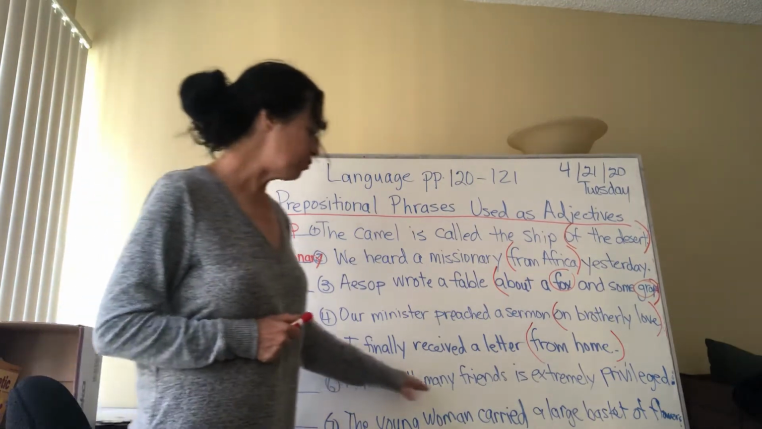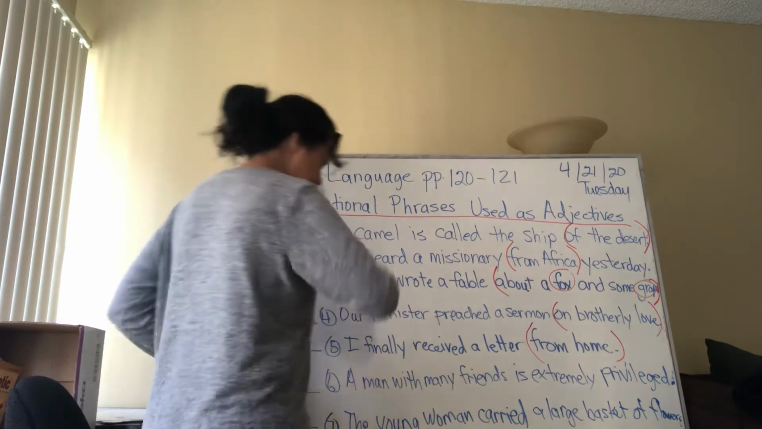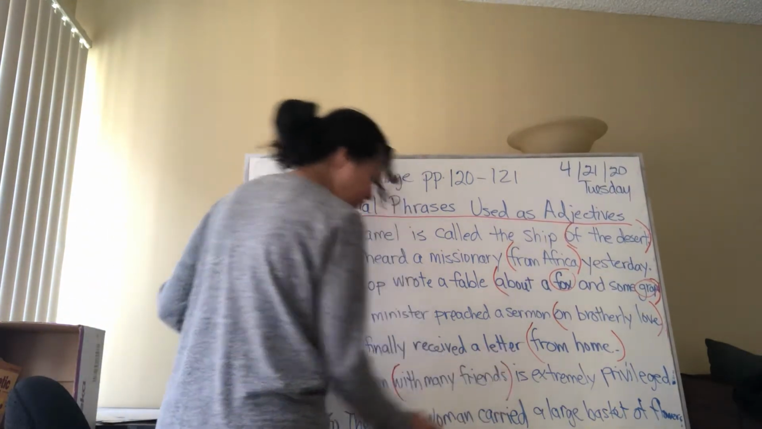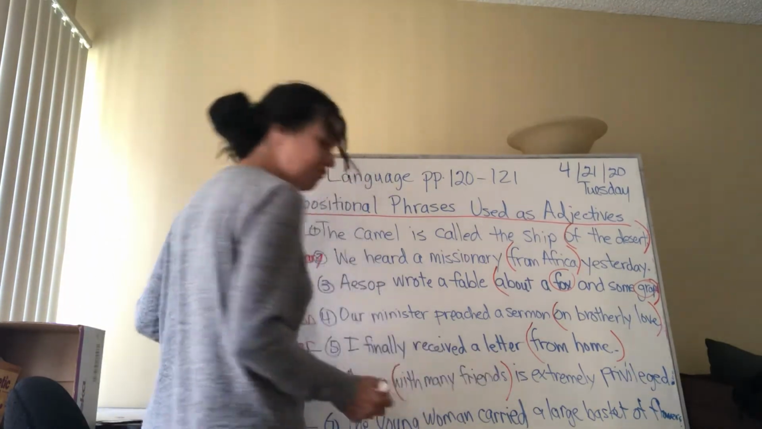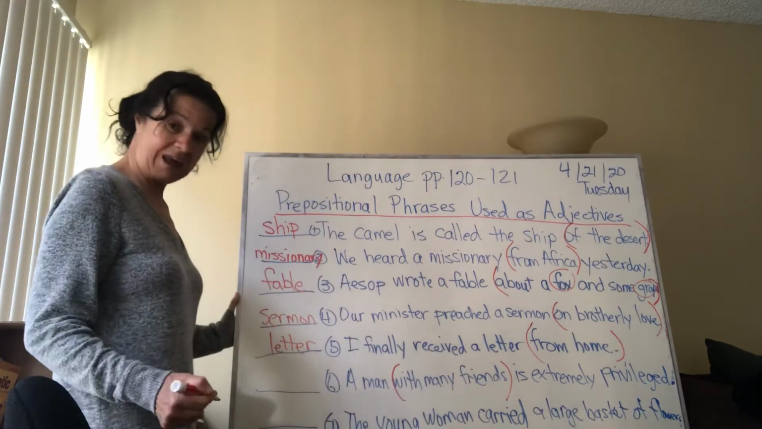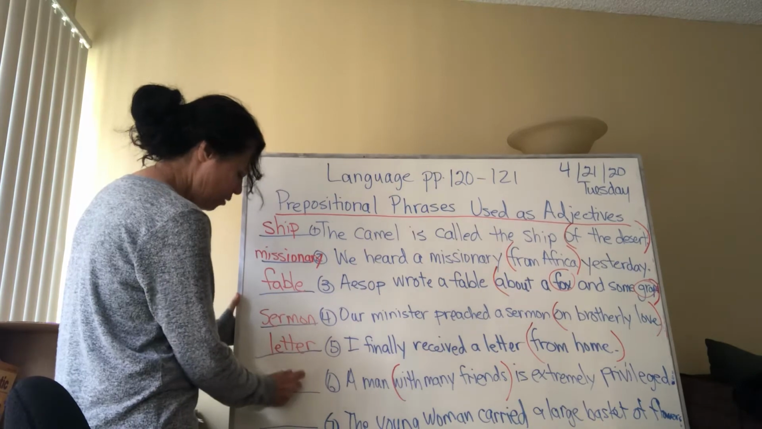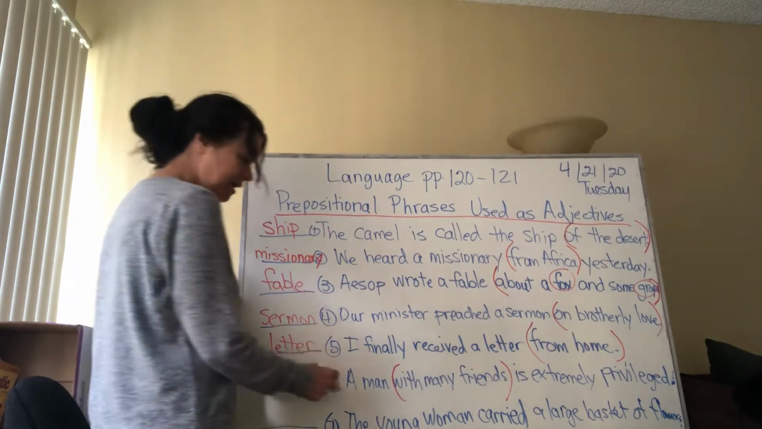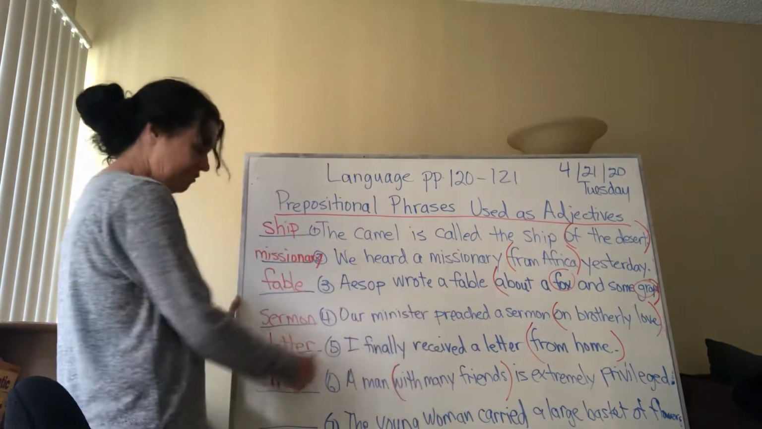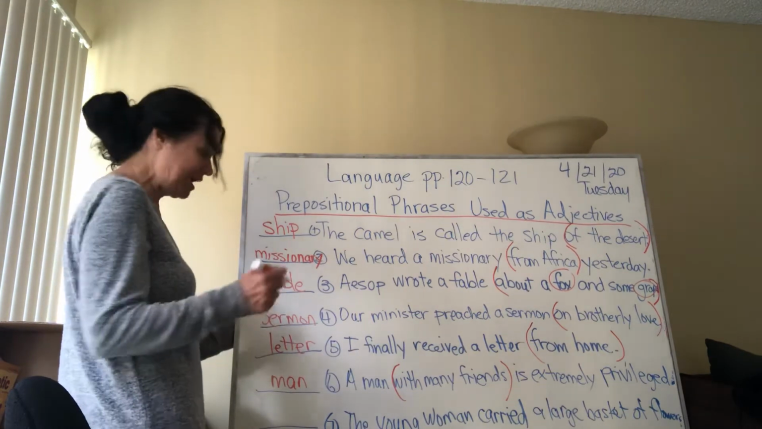Okay? A man with many friends is extremely privileged. So we see our prepositional phrase is with many friends. With is our preposition. Friends is our object. And it is a prepositional phrase used as an adjective describing what? Good. Man. So I write man in the blank. Once again, with many friends is our prepositional phrase, and it's giving us details about the noun man.